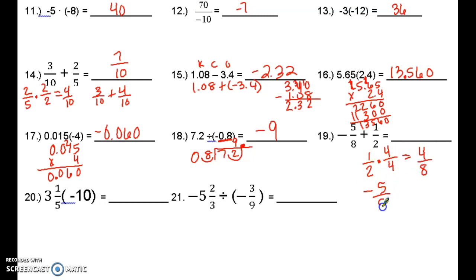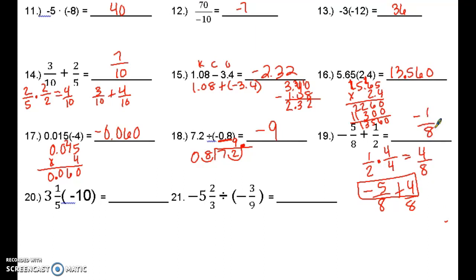Now I have negative 5/8 plus 4/8. I have the same denominator, so I just worry about the numerator. Negative 5 plus 4. My signs are different, so I subtract. 5 minus 4 is 1. Keep the sign of the bigger number. Your answer is negative 1/8.